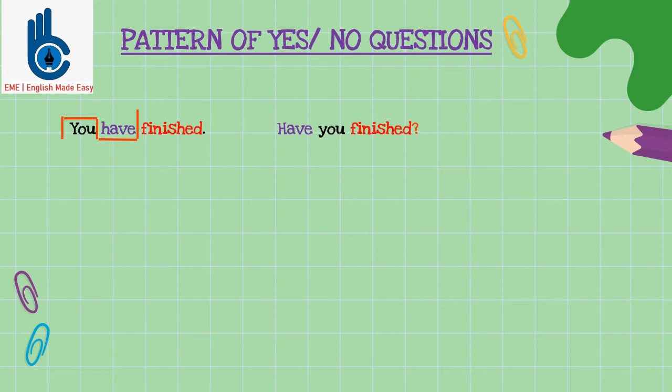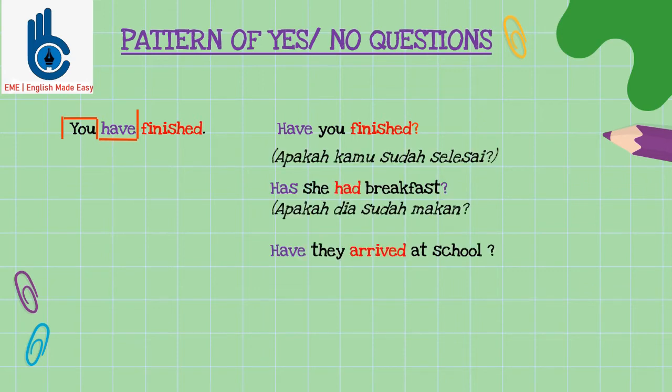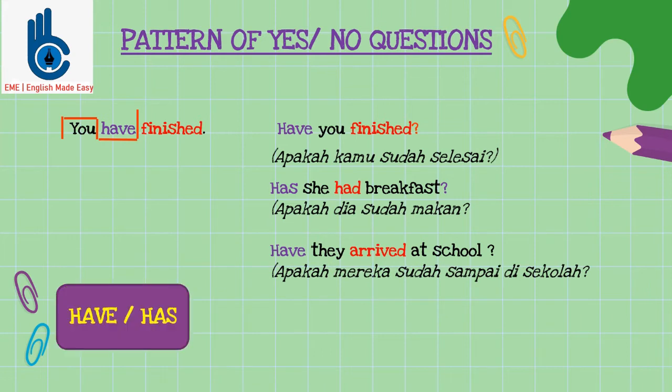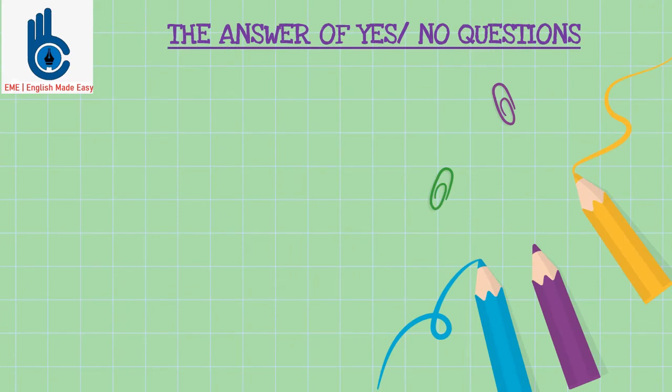You have finished. The question becomes, have you finished? Has she had breakfast? Have they arrived at school? So we start with have or has, followed by subject, followed by past participle or verb 3, followed by question mark. Now we will see how to answer yes-no questions in present perfect.